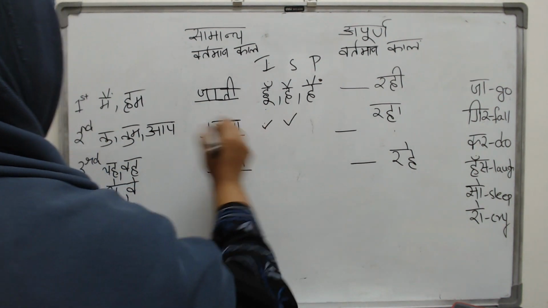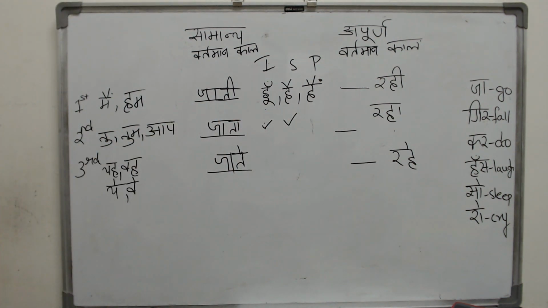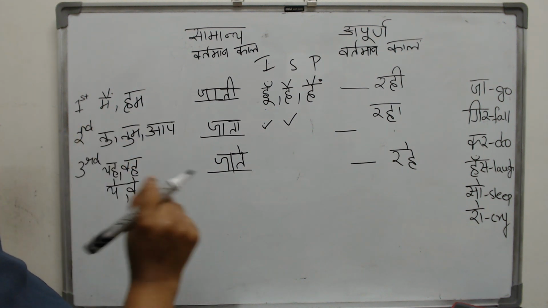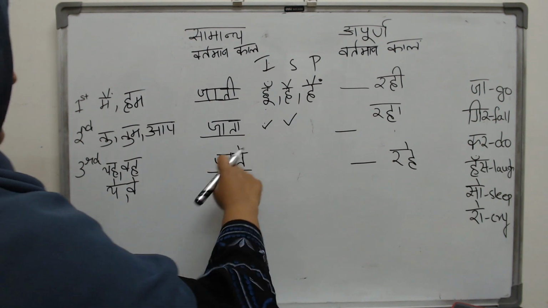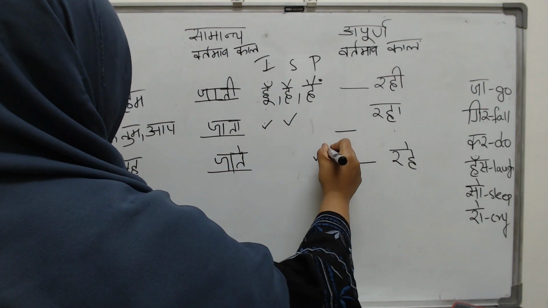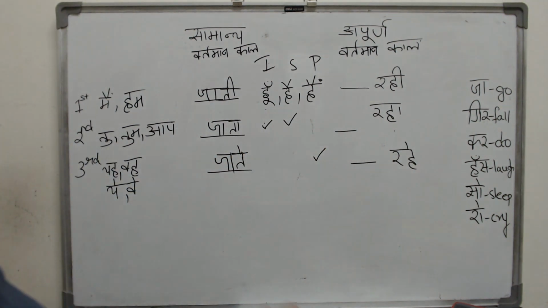Singular male: Ravi जाता है, or कुत्ता भौंकता है, that is a singular male. And then for plural male, जाते हैं और सोते हैं.